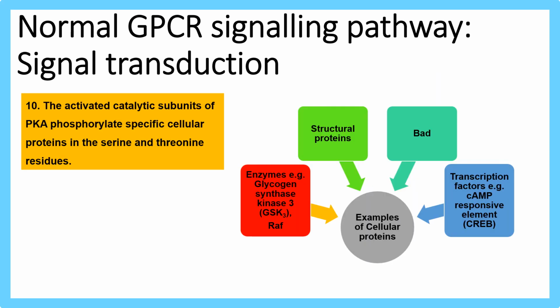The activated catalytic subunit of PKA phosphorylates specific cellular proteins, and this is via the amino acids serine and threonine. Proteins are made up of building blocks, which are known as amino acids, and there's a variety of different types of amino acids, and 2 of these types are where phosphorylation takes place. Examples of cellular proteins are enzymes, such as glycogen synthase kinase. There's also RAF, structural proteins, BAD, that's involved in apoptosis. Also transcription factors, those proteins that regulate gene transcription, such as CREB, the cAMP responsive element binding protein.